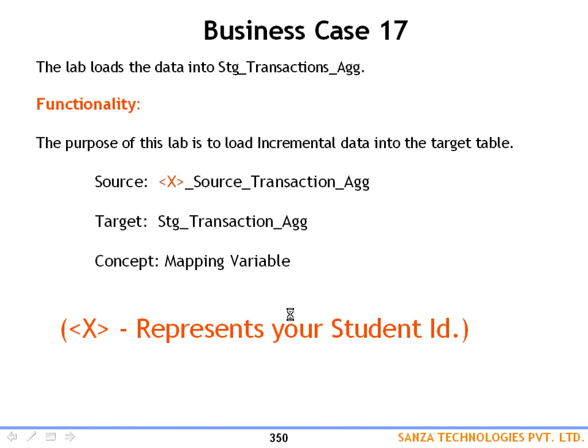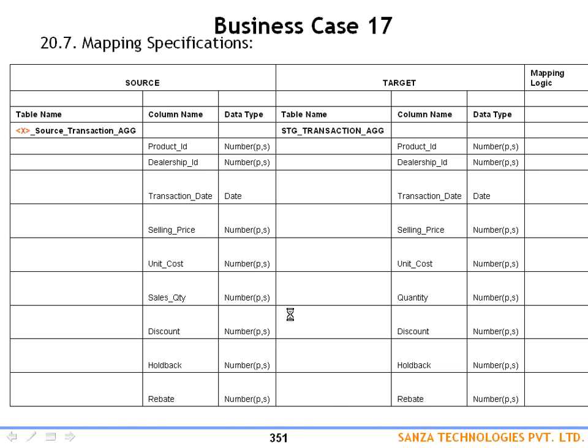So this is business case 17. The purpose of this lab is to load incremental data into the target table, that is your staging table. The concept is mapping variable. This is my requirement: extract the data from the source table and load data into the staging table and apply the incremental strategy.